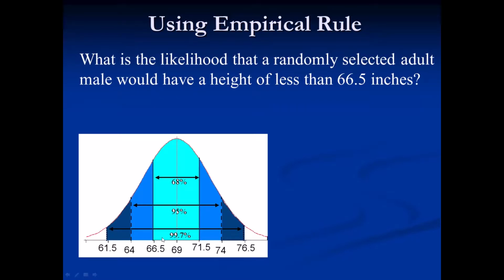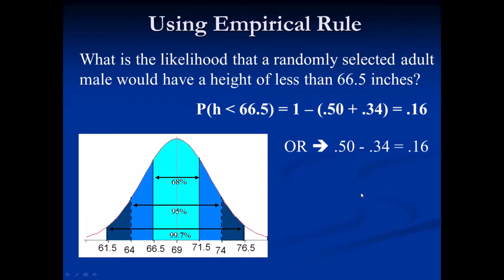Well, the whole thing has an area of 1, so 1 minus 0.84 will give you 0.16. So that's one way to find it. Another way would be to go all the way from the left to 50% and then remove that 0.34, and that'll leave you with 0.16. So there's more than one way to do it. You just have to piece it together.